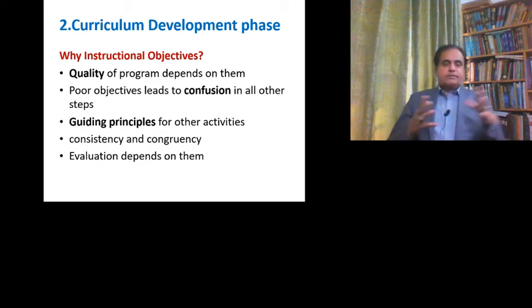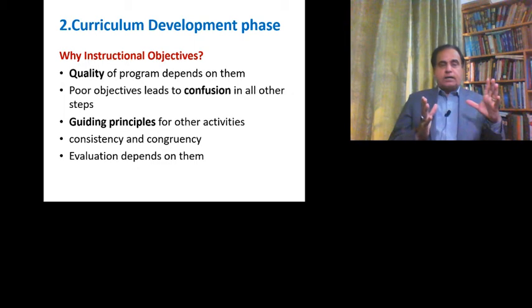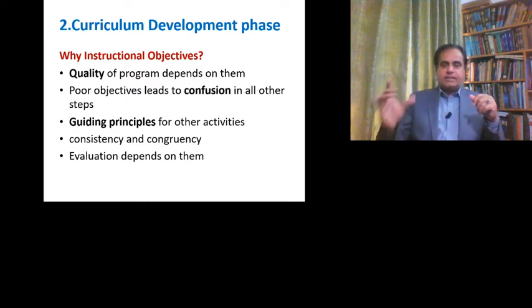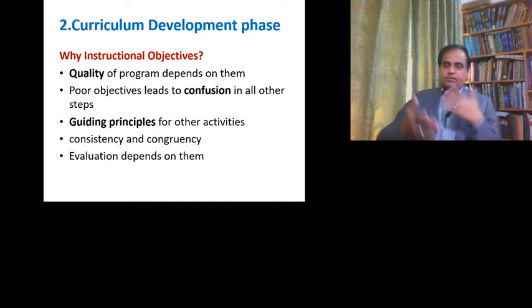So why are we thinking about instructional objectives for a translation curriculum? Because the quality of a program or course or degree depends on them. And if the objectives are poorly defined, they can lead to confusion in all other steps, where the contents are concerned, the teaching method is concerned, the lesson planning is concerned, the exams are concerned, and so on and so forth. And objectives are basically guiding principles for other activities. So the whole process starts with setting the objective.